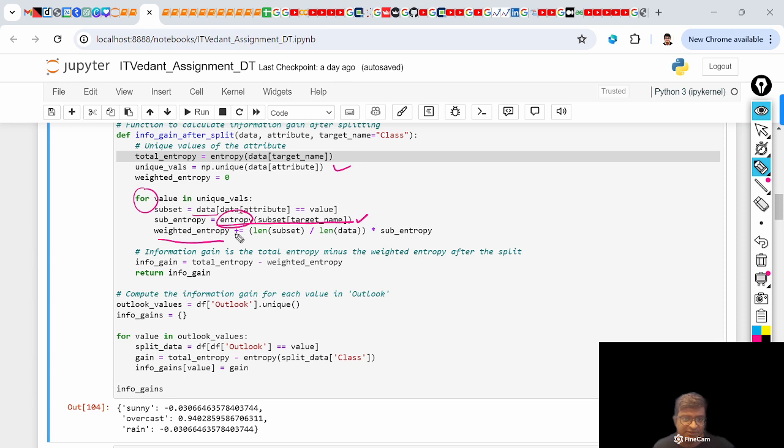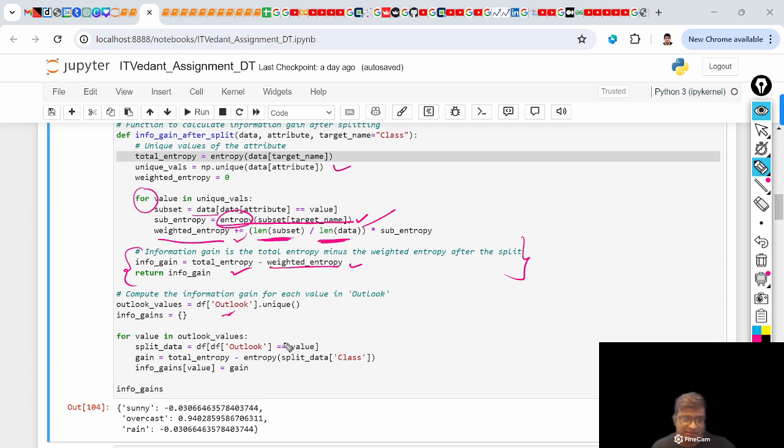Then I'm finding out the weighted entropy, because I need to know the total number of data and the total number of records for that particular subset, right? That's what I showed, and I will calculate it for each of these values. Then the total entropy minus the weighted entropy will be my information gain, for each of these values. Clear?